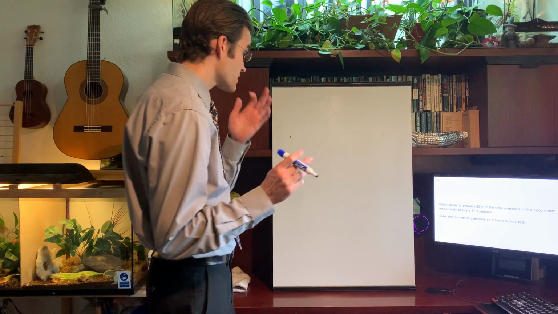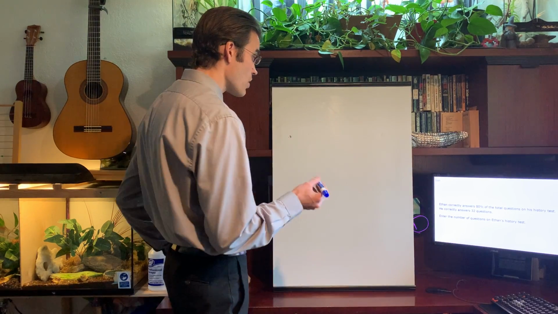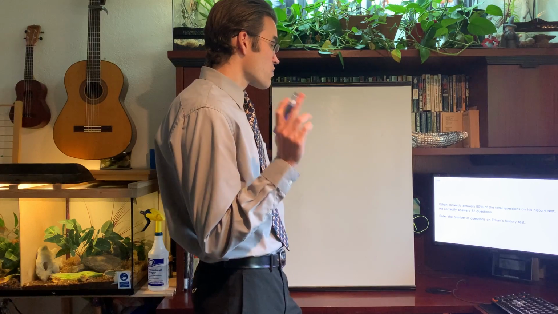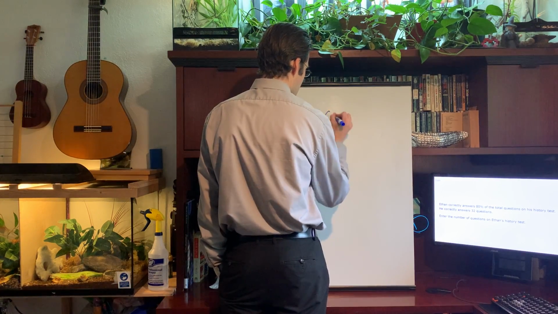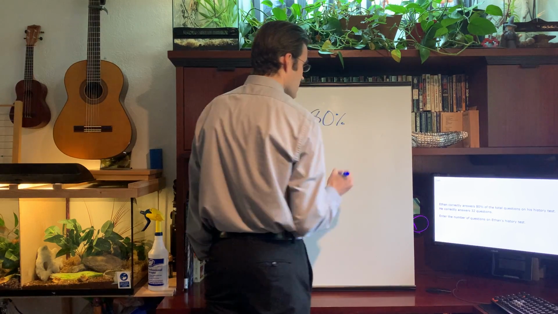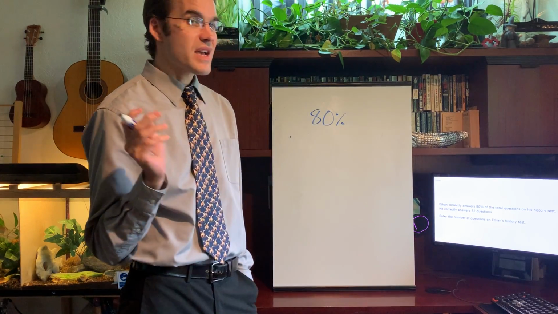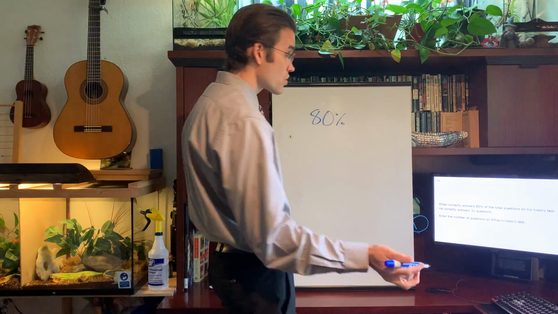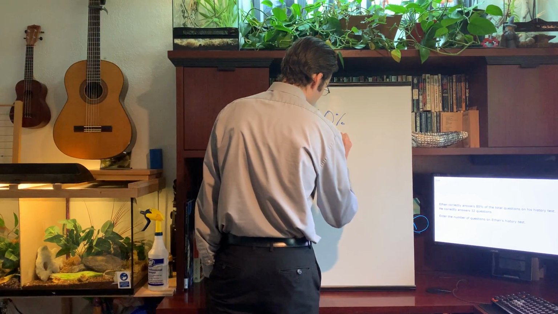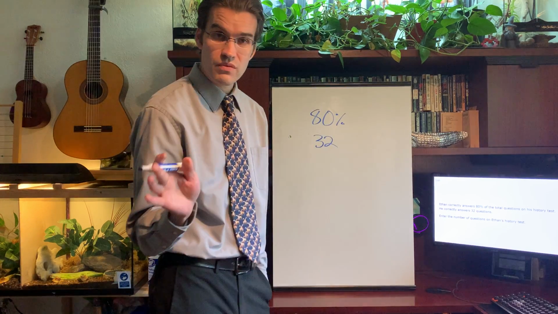Okay, last one. 6th graders. Percent. Oh boy. Ethan correctly answered 80% of the total questions. So 80% is our percent. Okay, and he answered 32 questions correct. They want to know how many questions were on the test.